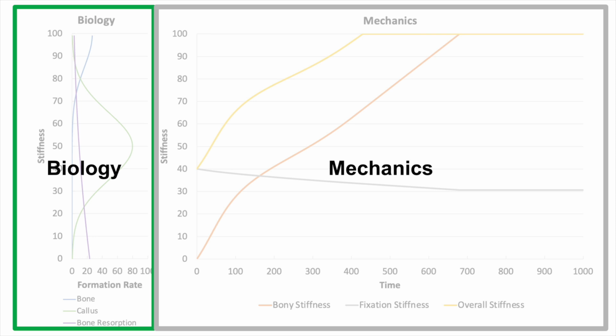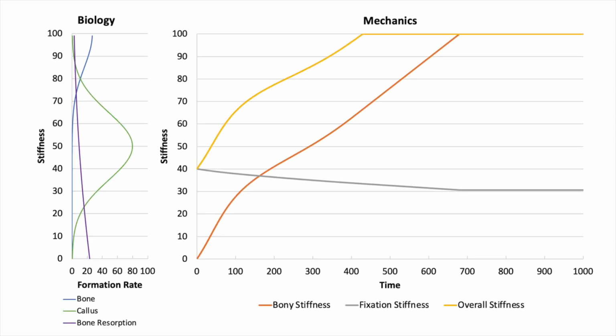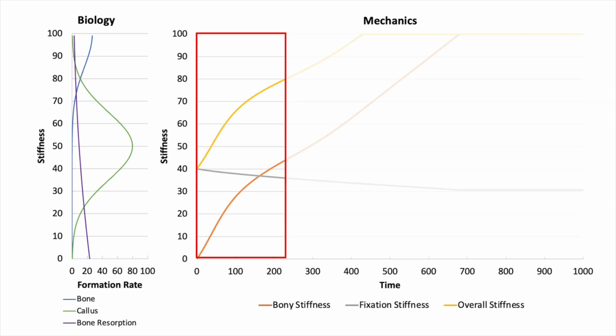Now that we have both the building blocks, let's look at how the two sides interact together. The biology side can give us clues as to what is happening to the bone since the biology side directs how bony stiffness changes during the bony healing process. If we focus on the early time frame, we see that the overall stiffness is in a range where callus is being primarily formed. This results in a rapid increase in bony stiffness.